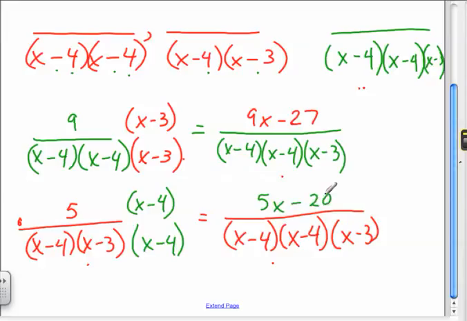So now you see these 2 fractions have the same denominators, and I could add them or subtract them, right? Which we'll do in the next section. All right? Okay. Good job, guys. I think you're ready for your homework.